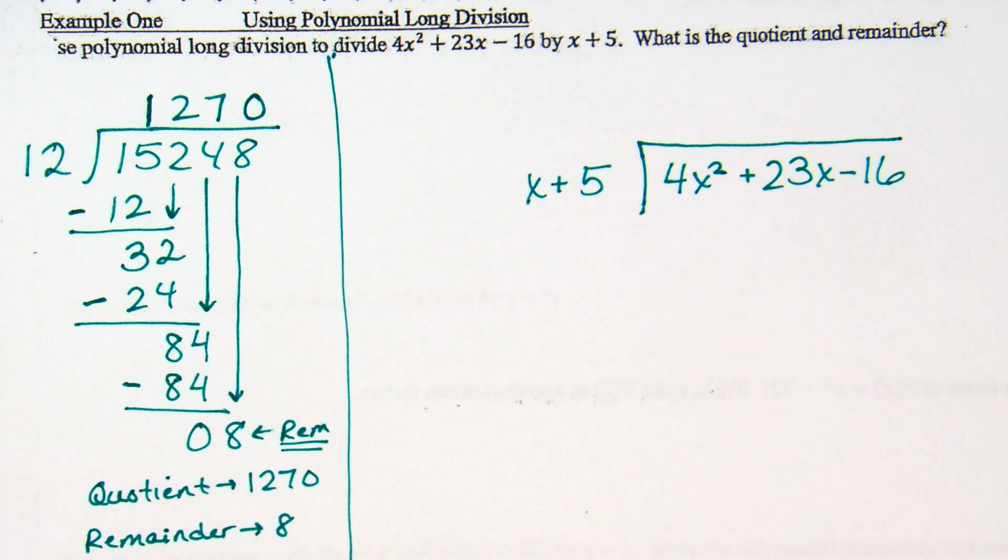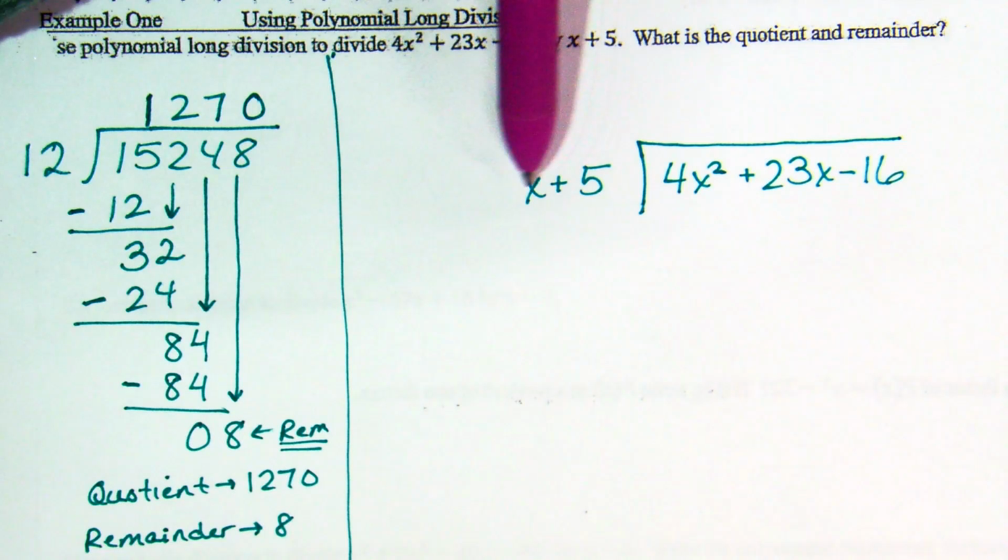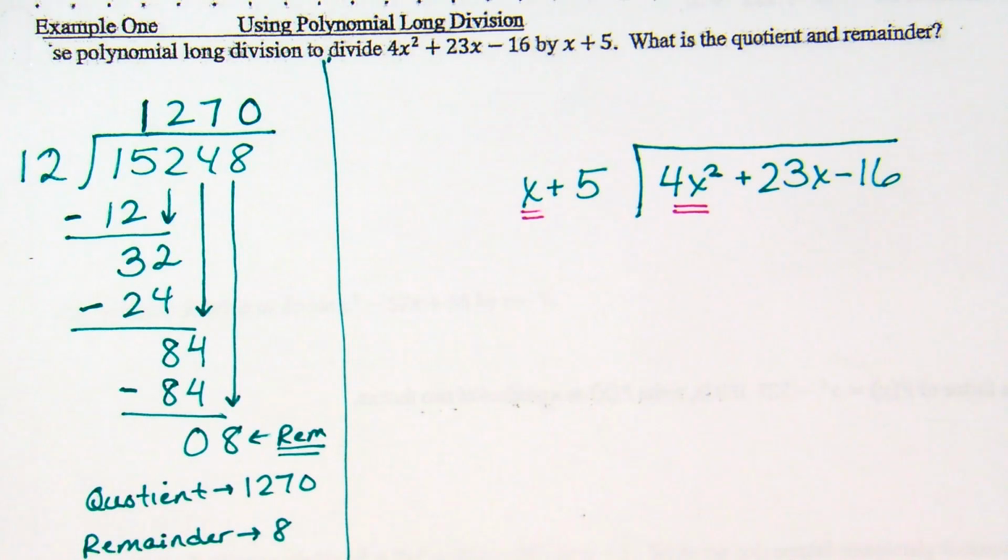Okay, if you think about the problem we did on the last one, we looked at the idea of 12 into 15, right? First 2 digits into first 2 digits. Well, over here, we have 2 terms. And so, yes, in a way, we're looking at x plus 5 into 4x squared plus 23x. But that's a little more confusing than it needs to be. Just worry about the first term right now. That's going to help me get the first part of my answer.